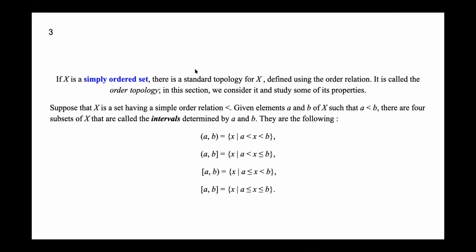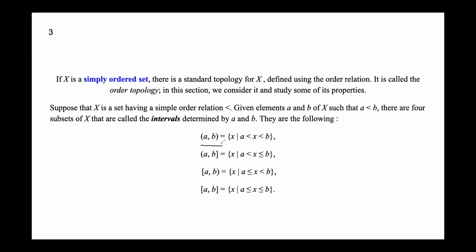Okay. So we say that if X is a simply ordered set, there is a standard topology for X, which we are studying today. Let's suppose that X has a simple order relation. Then we have two elements, such that one is smaller than the other. Then we will have four types of subsets in X, and they are called intervals determined by A and B. The first one, second one, third one, fourth one, as you can see here.